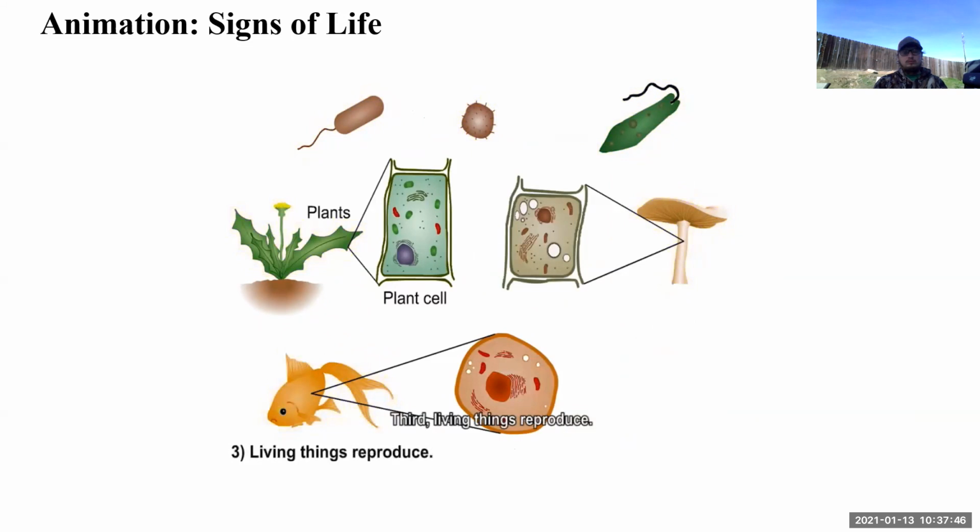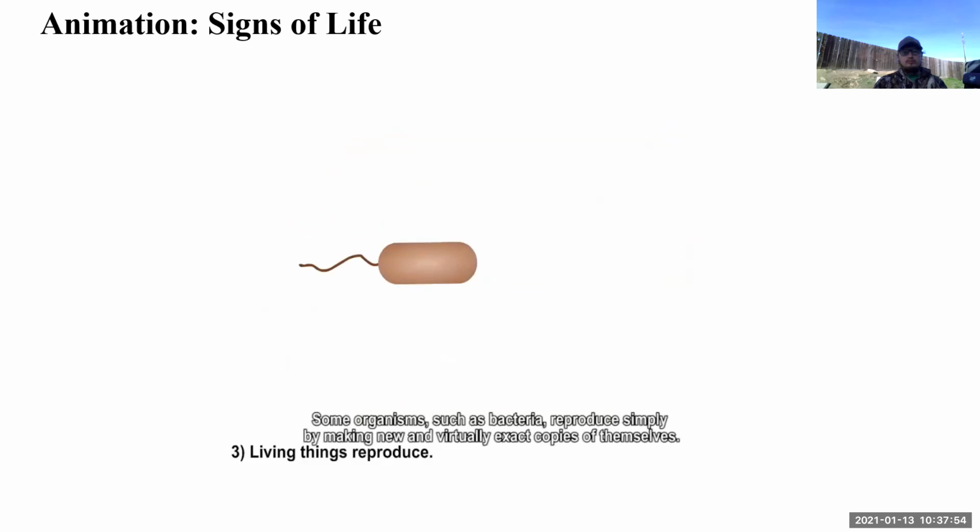Third, living things reproduce. Living things have ways of generating new individuals that carry some of the genetic material of the parents. Some organisms, such as bacteria, reproduce simply by making new and virtually exact copies of themselves.